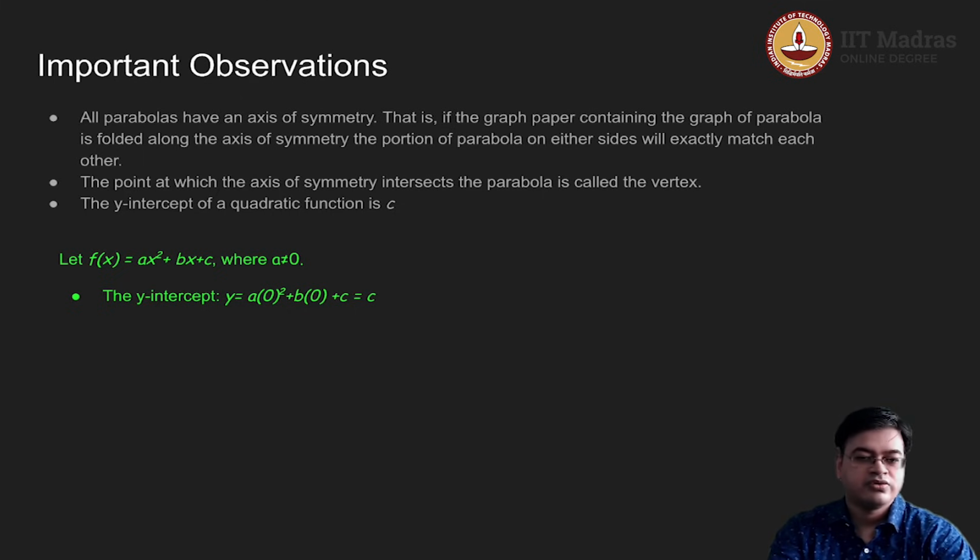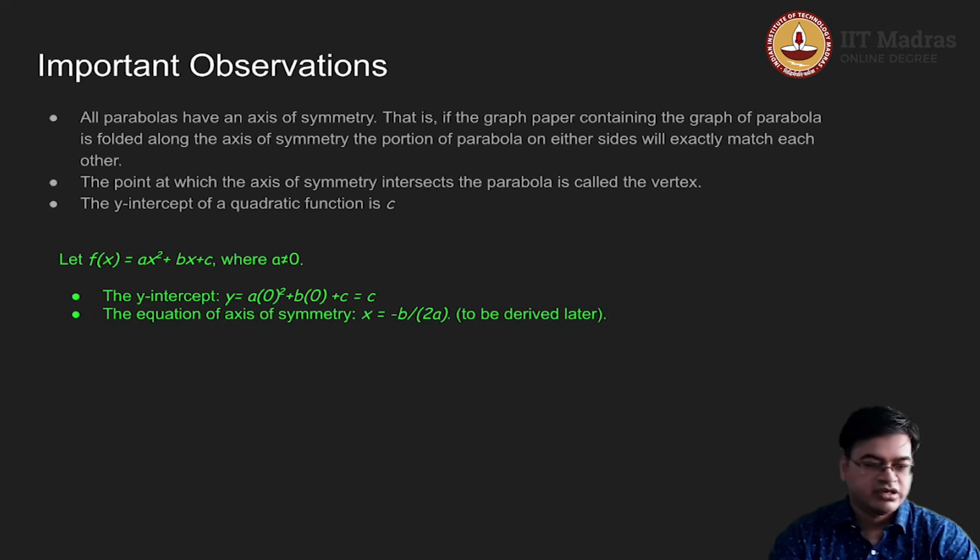Now I want to know the axis of symmetry. This plays a crucial role. I will derive the expression for the axis of symmetry later, but right now you memorize this equation: x is equal to minus b by 2a, as deriving it needs some algebraic skills which we don't have right now. So I will derive it later, but right now you understand that x is equal to minus b by 2a.